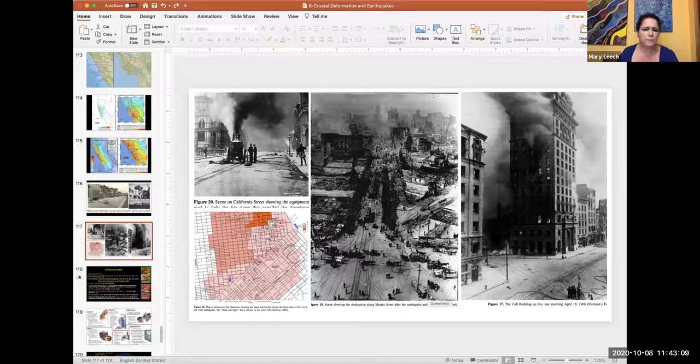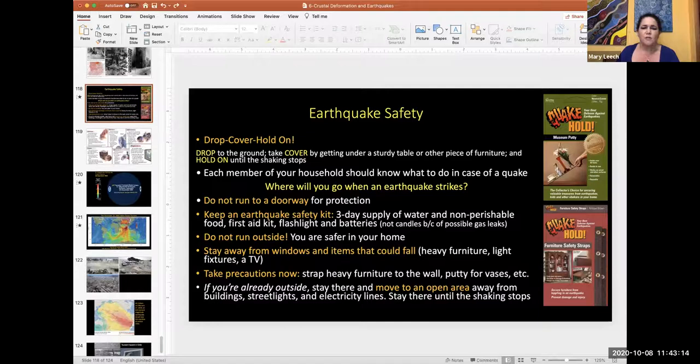Okay, so this is what I want you to do. You need to know about drop, cover, and hold on. And you may have done exercises like this in school before you ever got to San Francisco State. When the earthquake hits, you drop, you get under cover, and you hold on to the table because you don't want to be flung out from underneath the table. And with the shaking, that can happen. So hold on to the table or desk or whatever it is.